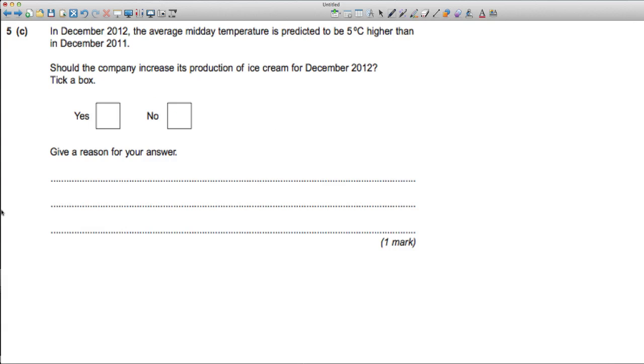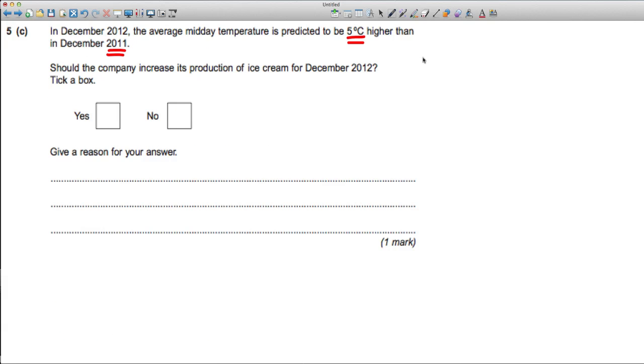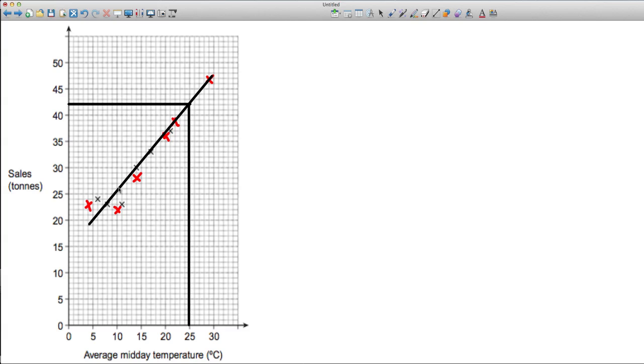Part C. In December 2012, the average midday temperature is predicted to be 5 degrees higher than in December 2011. Now, going back to December 2011, here it was 4 degrees. Okay? So it was 4 degrees in December 2011. Now it's going to be 9 degrees in December 2012. Now let's look back at our graph to see if anything on the graph can indicate whether we should increase sales. Now looking back at our graph, although I've drawn a line of best fit here, let me just do it as follows here. Now the reason I've done that is, although as temperature increases, the sales increase.